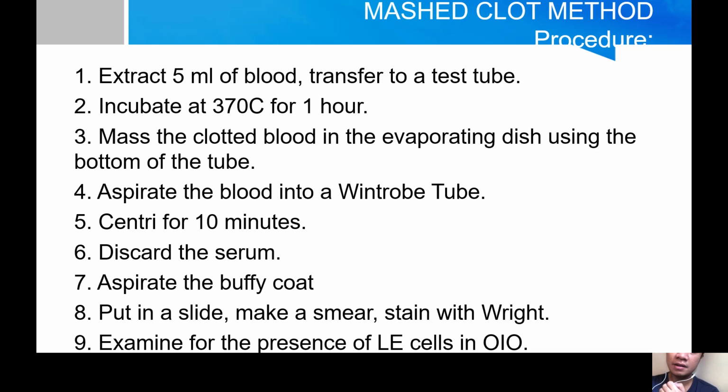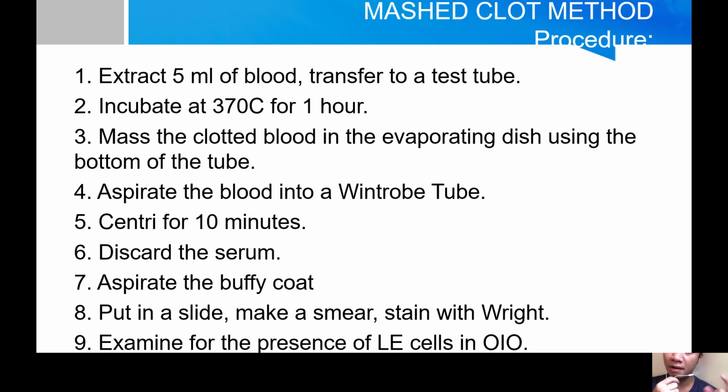Then with your mashed clotted blood, you transfer that into your Wintrobe tube and centrifuge for 10 minutes. After centrifugation, it will separate the blood into your liquid portion, your serum, your buffy coat in between, and your packed red blood cells at the bottom. All you need to do is get your buffy coat, because the LE cell, being part of your WBC, could be found on your buffy coat.